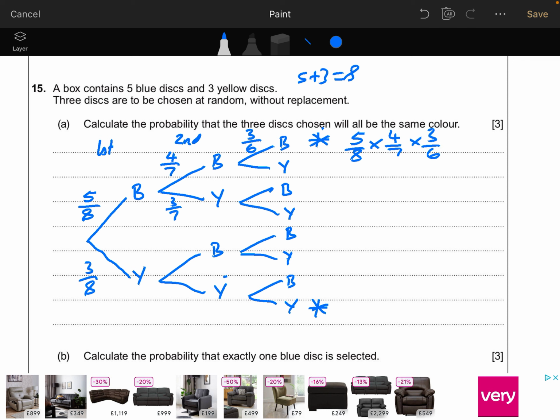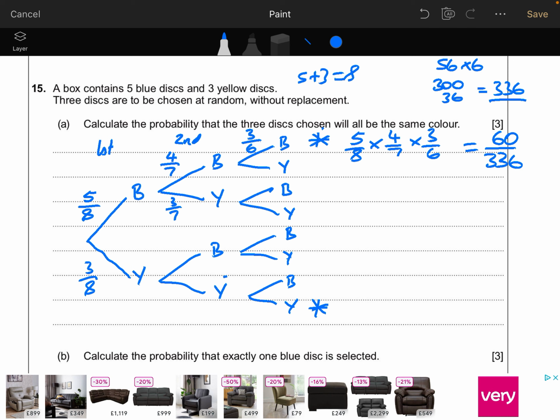Okay, and I need to multiply all that out, don't I? 8 times 7 times 6, and 8 times 7 is 56 times 6. 56 times 6 will give me 50 times 6 is 300, and 6 times 6 is 36, so that's 336. So it's out of 336, and 5 times 4 is 20, times 3 is 60, so it's 60 over 336. I'm not going to cancel that down because it's not asking me to, so don't make life any harder than you need to.